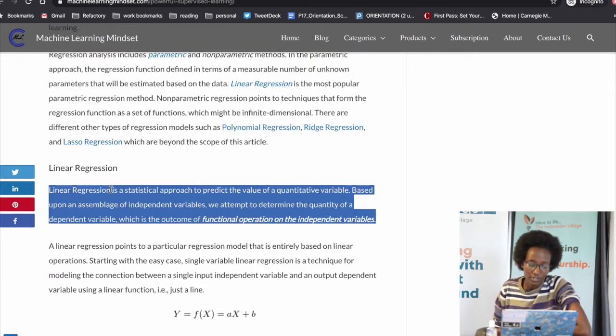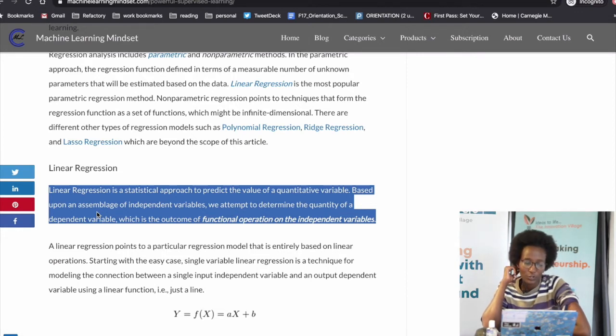So linear regression, what is it? It is a statistical approach to predict the value of a quantitative variable. Quantitative variable is really a numeric variable, okay? Based upon an assemblage of independent variables, we attempt to determine the quantity of the dependent variable, which is the outcome of the functional operation of the independent variable.